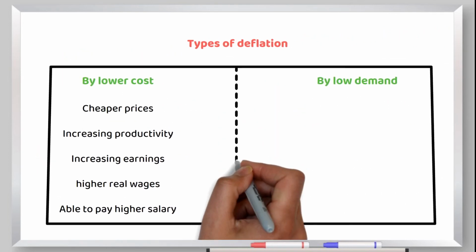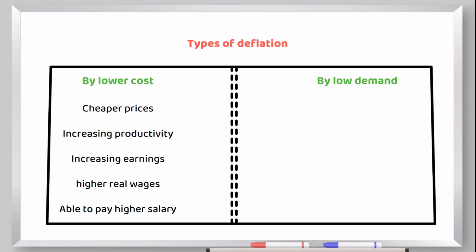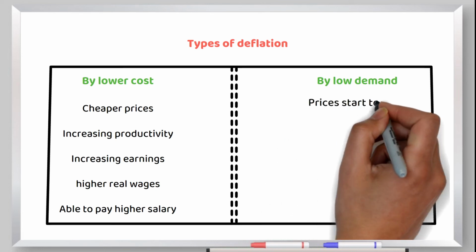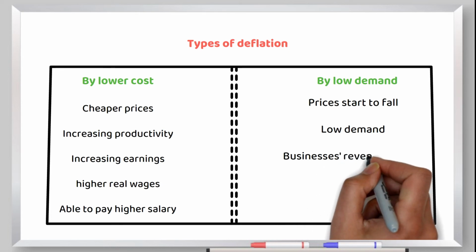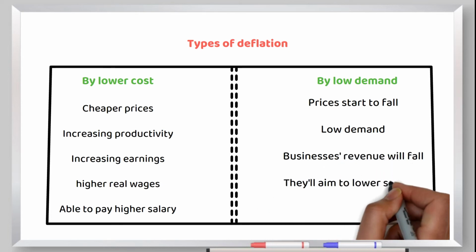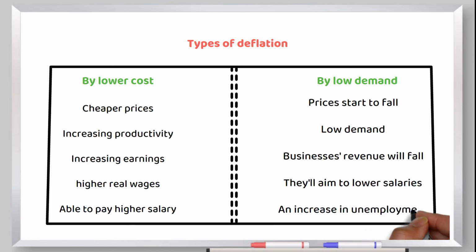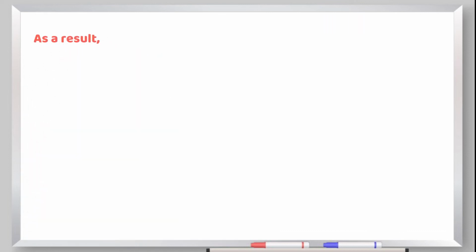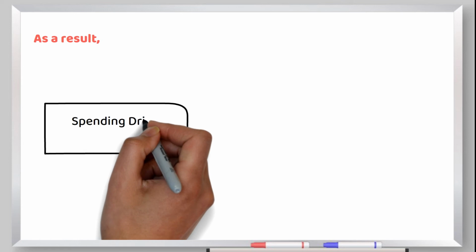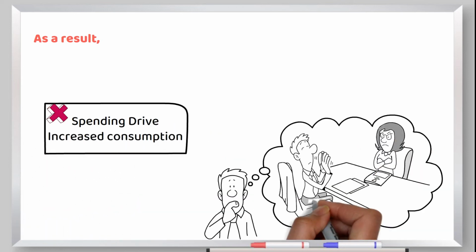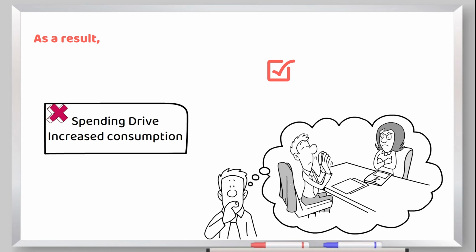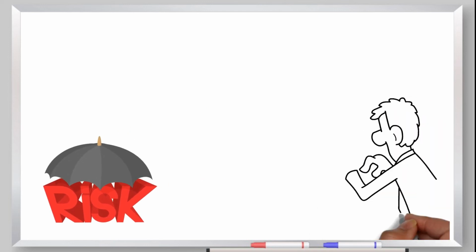On the other side, we have deflation by low demand. If we have this type of deflation, prices will start to fall due to low demand, then businesses' revenue will fall. Businesses will aim to lower salaries rather than raise them in this situation. Additionally, if employers are unable to reduce nominal wages, we may expect an increase in unemployment. As a result, reducing prices will not be enough to drive spending and increased consumption in this environment of lower income and higher unemployment. People will instead be risk-averse, striving to save and expecting prices to fall much more.